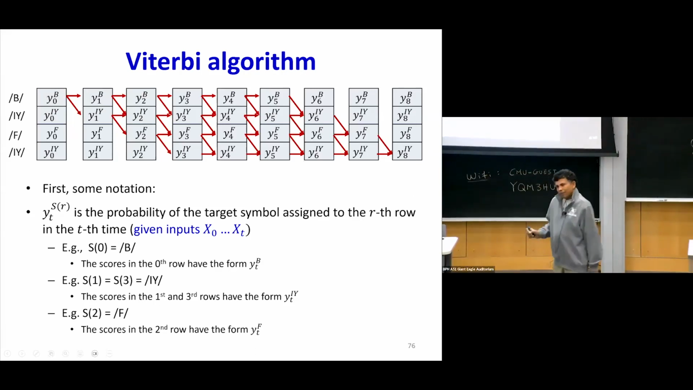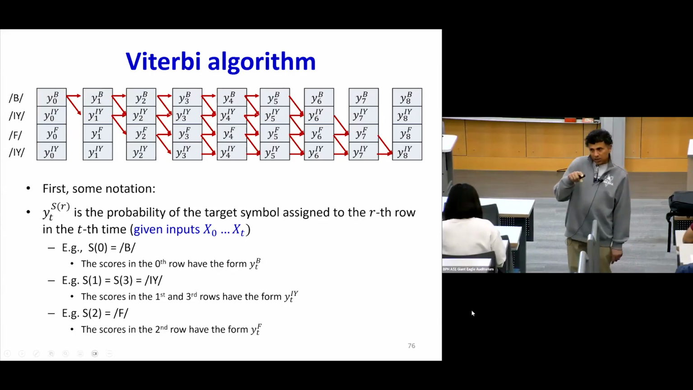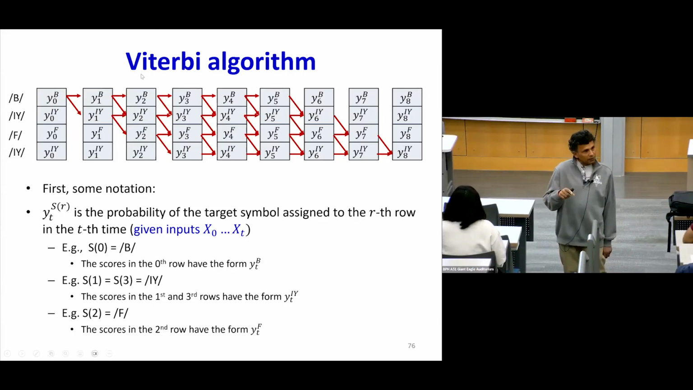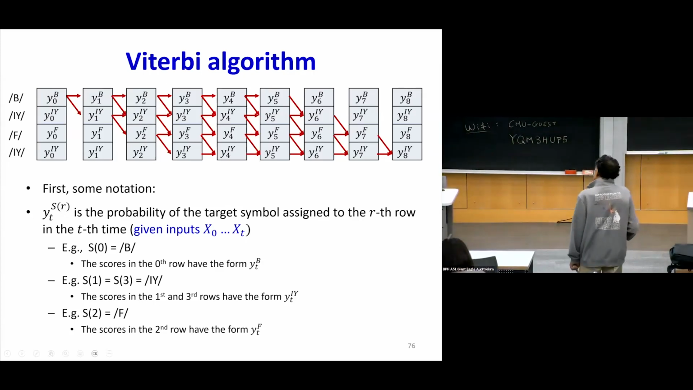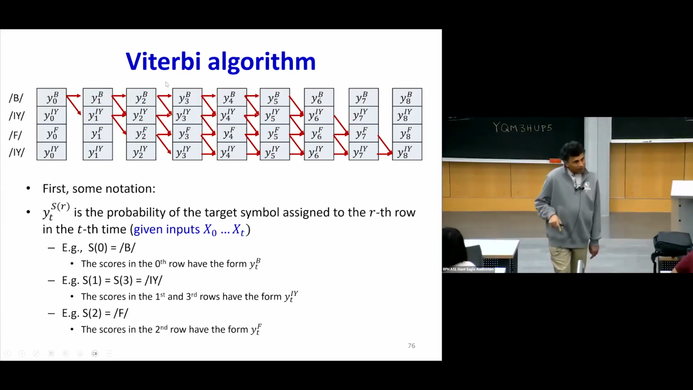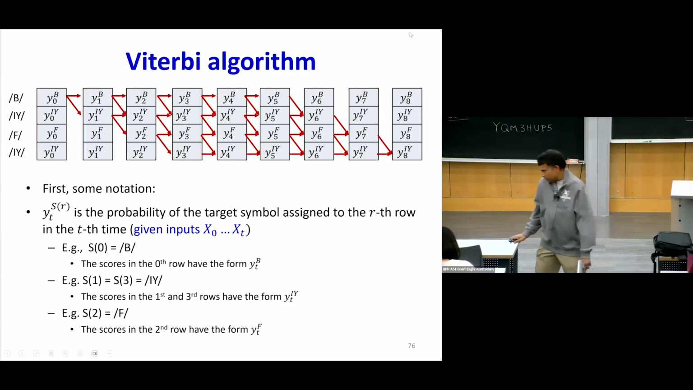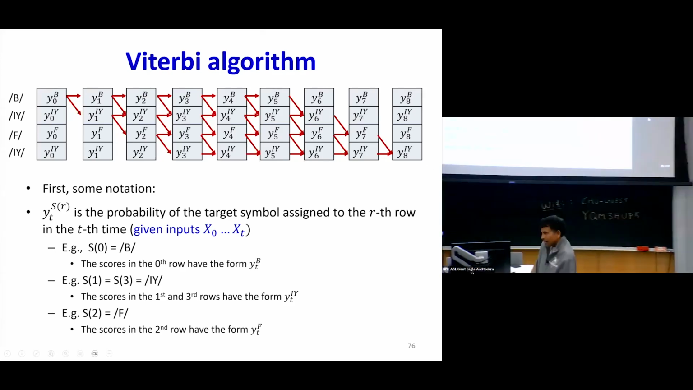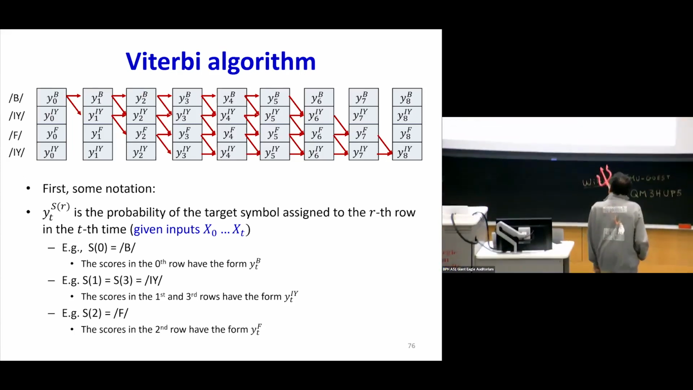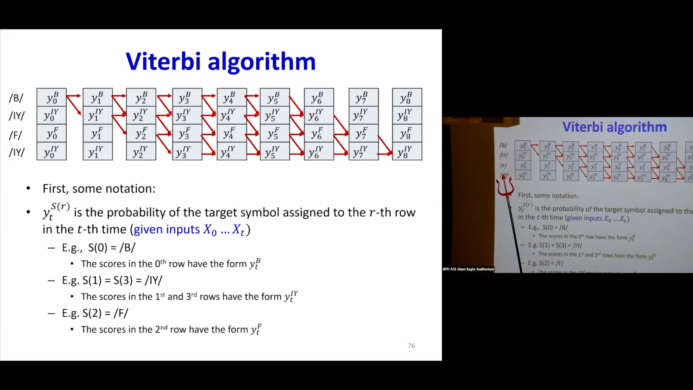So here again, just a notation. I'm going to use this representation y subscript t superscript s of r, right? So the t over here is time, the subscript is time. The r is the row, which row it is, and the s of r represents which symbol it is. So here, for example, there are 4 rows, so r can take values 0 through 3, right? r would be 0, 1, 2, 3.